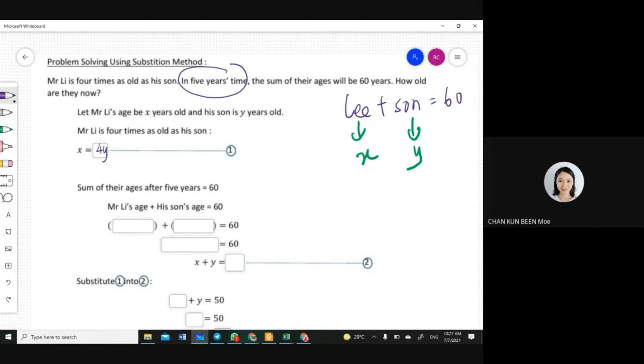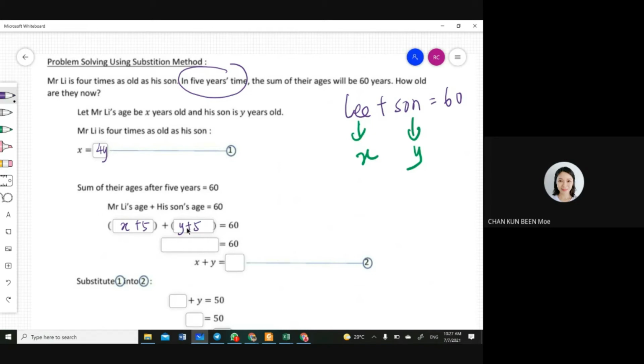Next, the sum of their ages after 5 years is equal to 60. After 5 years, you just have to add 5, right? Like mine right now, if I am 30 years old, I add 5, I become 35. So after 5 years, Mr. Lee's age, Mr. Lee is x right now, so after 5 years it will be x plus 5. And then his son's age is y, right? After 5 years, y plus 5, equal to 60.